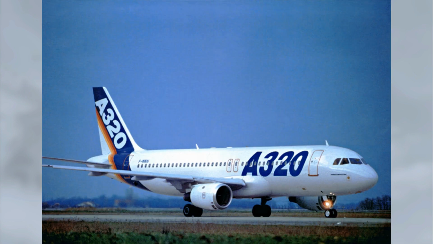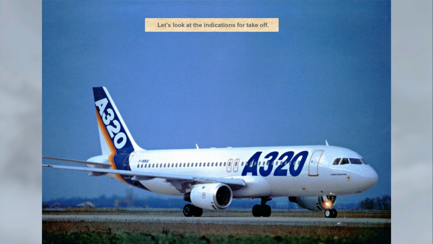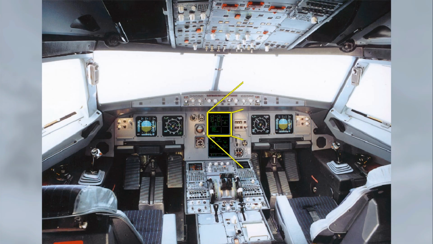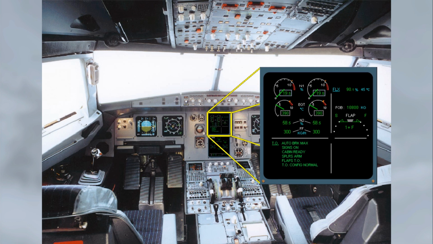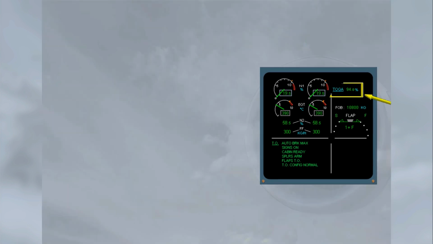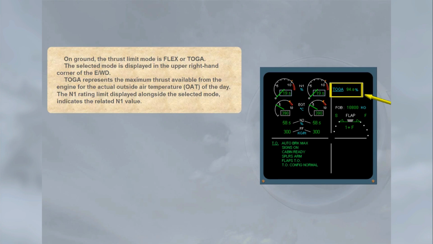Let's look at the indications for takeoff. On ground, the thrust limit mode is flex or toga. The selected mode is displayed in the upper right-hand corner of the engine warning display. Toga represents the maximum thrust available from the engine for the actual outside air temperature, OAT, of the day. The N1 rating limit displayed alongside the selected mode indicates the related N1 value.